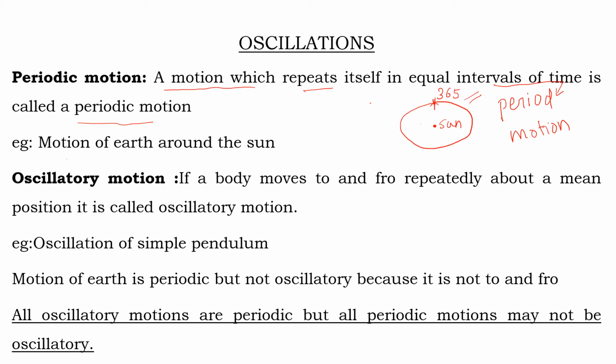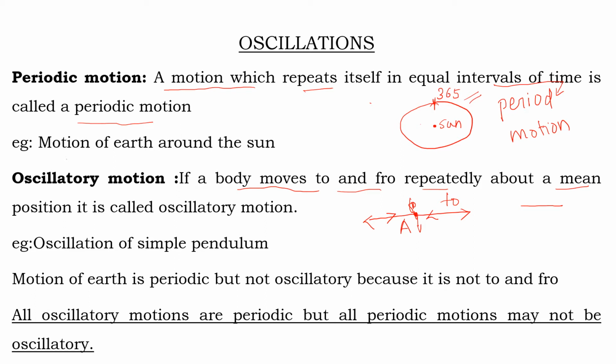Then consider another motion. Consider a body which is placed at this point, and this point is labeled as A. And from this point, this body moves to one direction, and then it comes back to the same point A. And after that, it goes to the opposite direction. And after that, it comes back to the same point A. That is, about the point A, the body executes to and fro motion. And such a type of motion is called the oscillatory motion. That is, if a body moves to and fro repeatedly about a mean position. Here the mean position is the point A, and about the point A the body executes to and fro motion, and such type of motion is called an oscillatory motion.